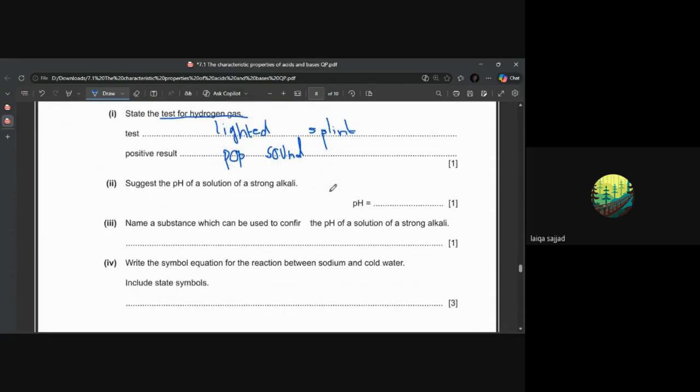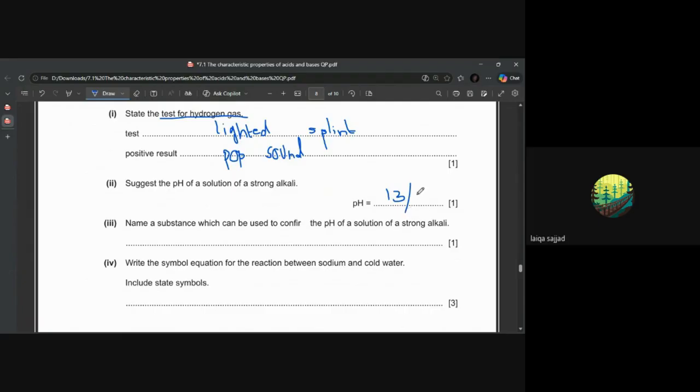You have to suggest the pH of a solution of a strong alkali. 14. Yes, very good. 13 or 14. A value between 11 and 14 is generally accepted for a strong alkali, so it can be 13 or 14.